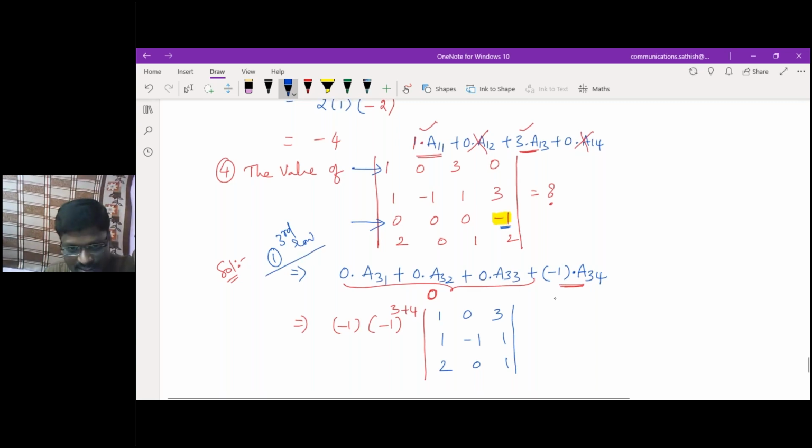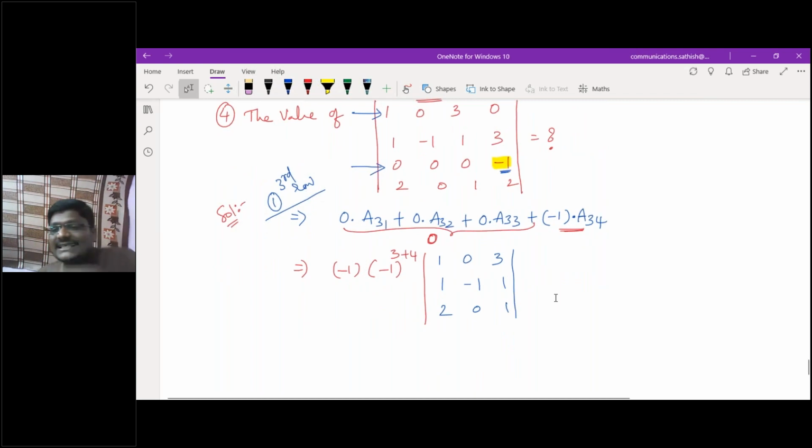Next, with respect to the first row, I will also do it. Now, up to this, it is clear. Up to that, is it clear or not? Yes, sir. Are you there or not? Yes, sir. It's clear, sir.